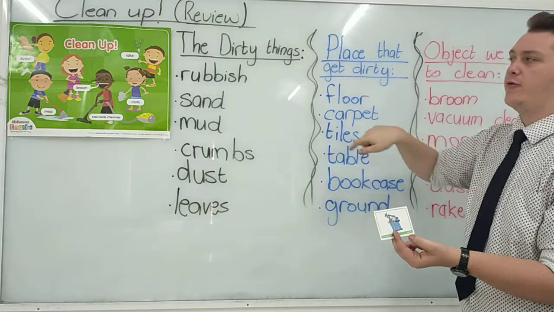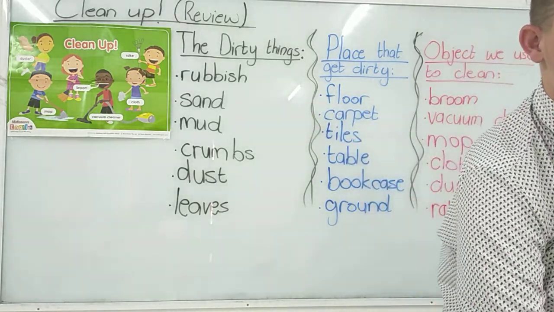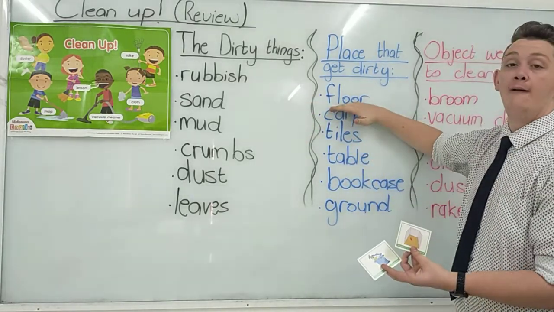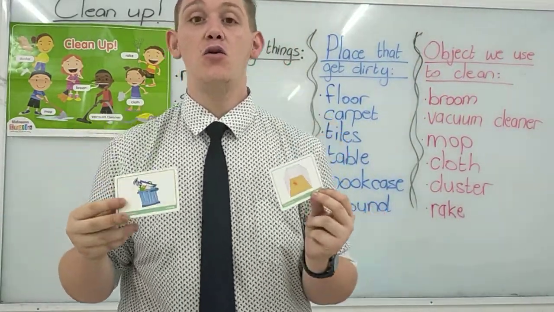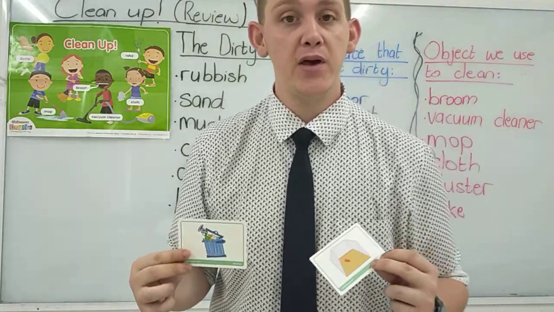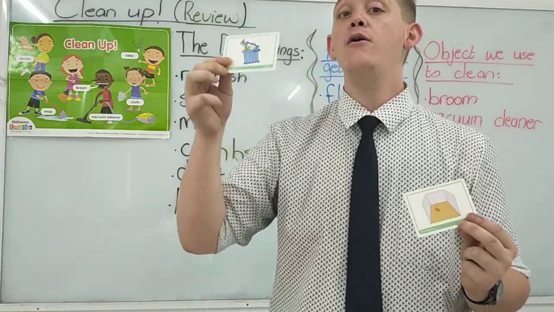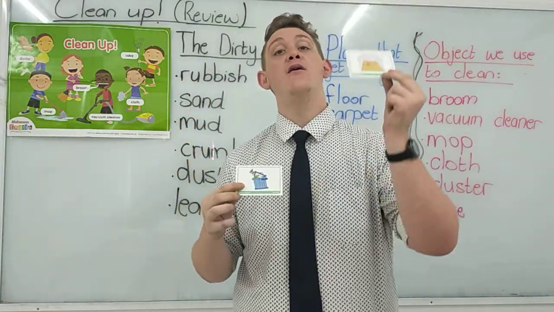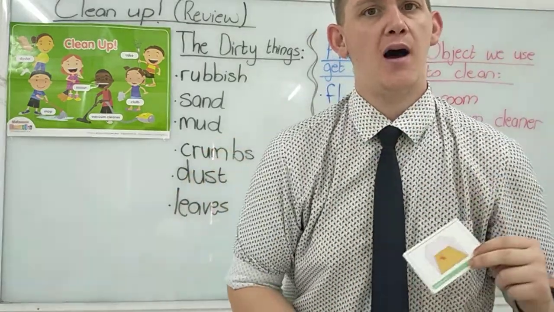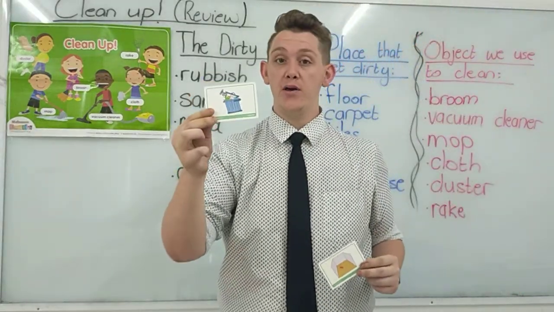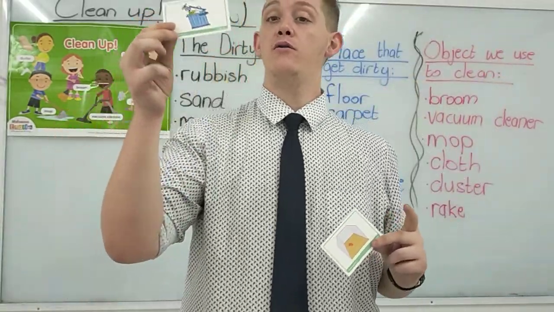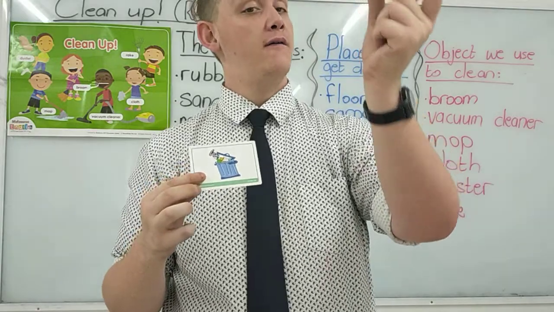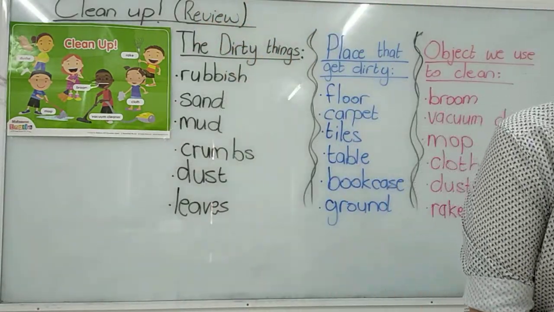What place got dirty with the rubbish? On the floor. Floor. So let's say there are rubbish on the floor. There are rubbish on the floor. One more time. There are rubbish on the floor. On the floor. There we go.